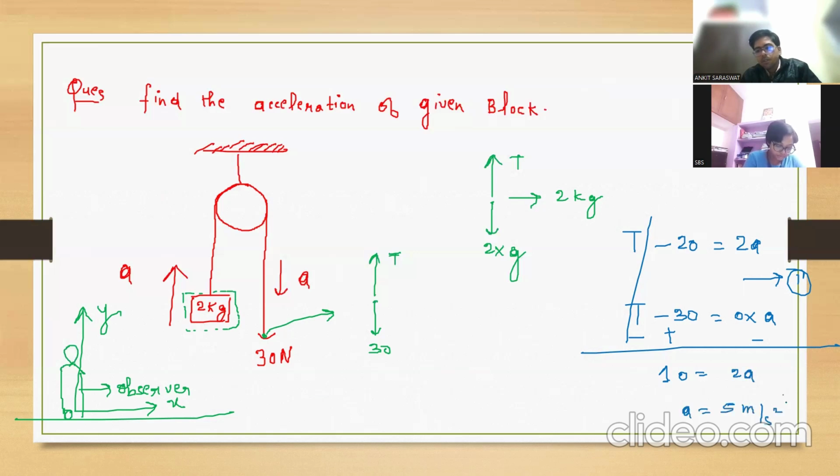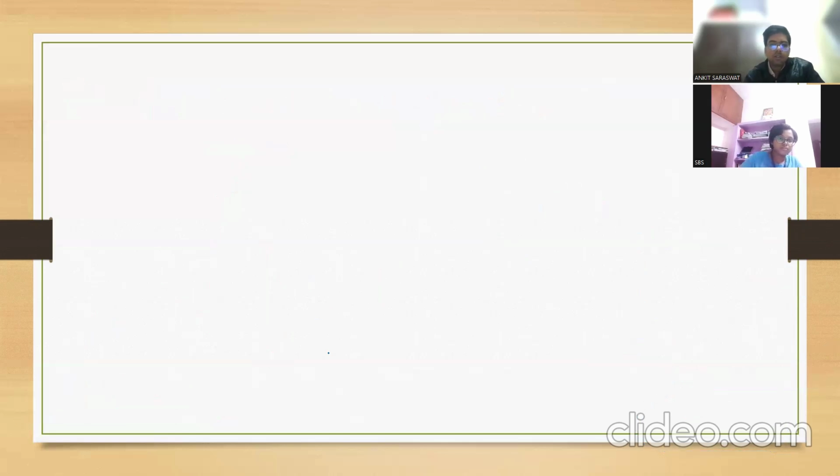So the concept which we have learned here: no need to apply the second equation like I have applied, T minus 30 is equal to 0 into a. No need to apply. I have one more way to explain this. First you write this, then I will explain one more way. Completed, sir. Okay, acceleration you got.